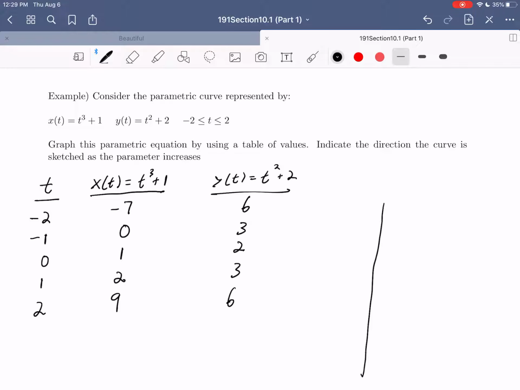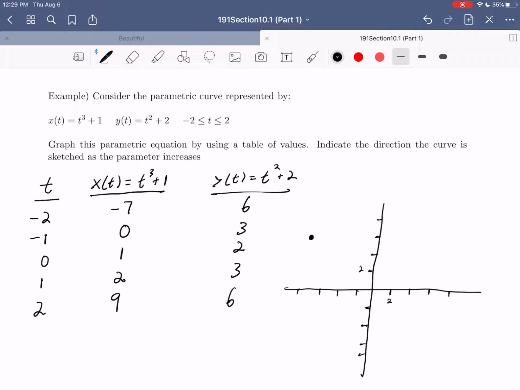Let's give ourselves an axis. Looks like we can get away with just labeling everything by 2. So 2, 4, 6, 8, 2, 4, 6, 8, 2, 4, 6, 8, 2, 4, 6, 8. So again, we're going to just use a scale where everything is 2. So our first value is -7, 6. So -7 for x. So that thing should be somewhere over here. So there we go. There's -7, 6.